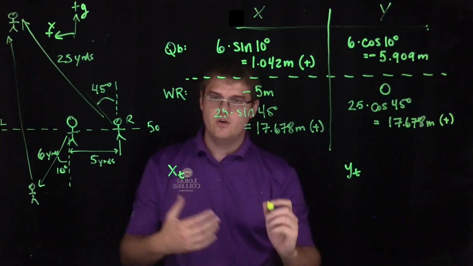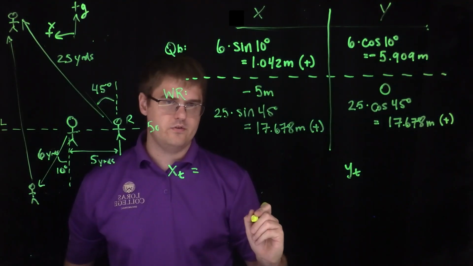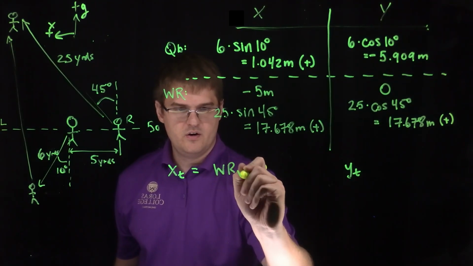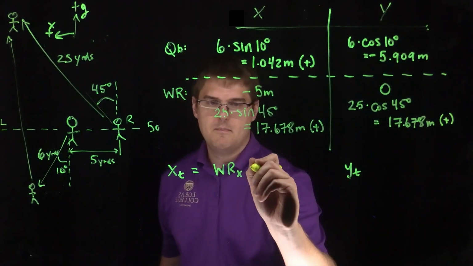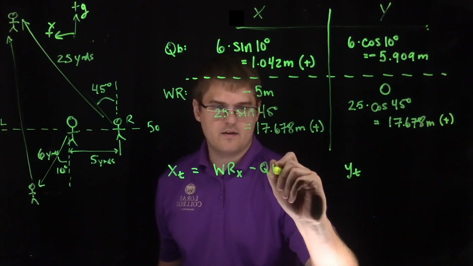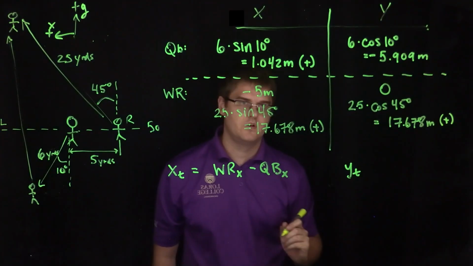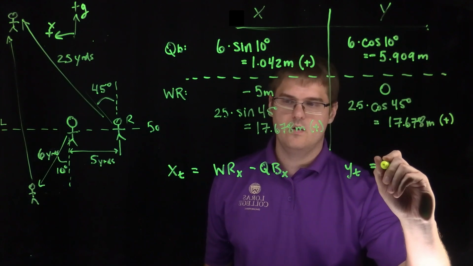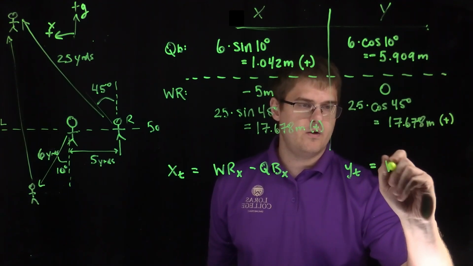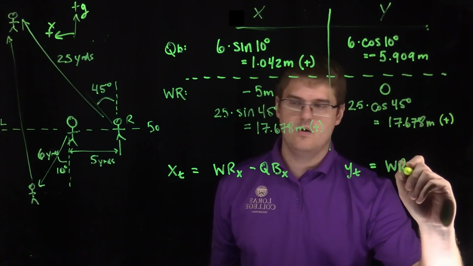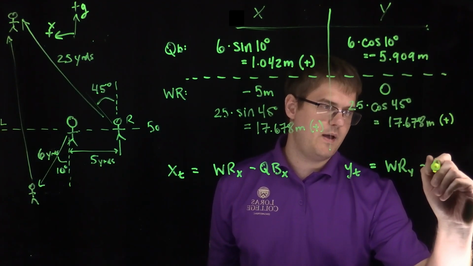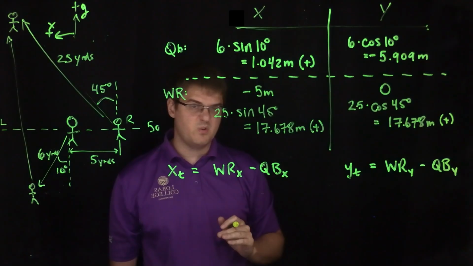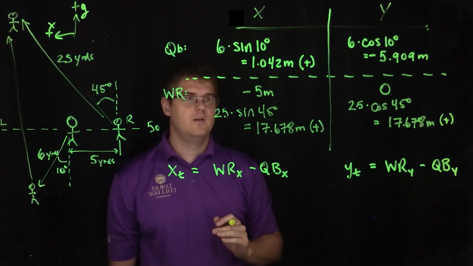So our total x is going to be the wide receiver distance in the x minus the quarterback distance in the x. And same is true for the y, so we have the wide receiver distance in the y minus the quarterback distance in the y. And I'm going to start with the y because that's what I was talking about. It's a little bit easier to show.